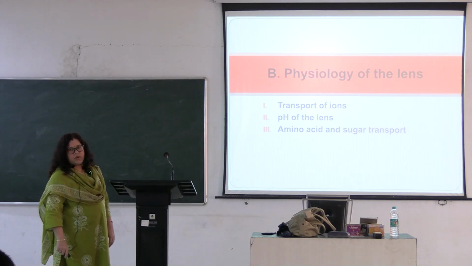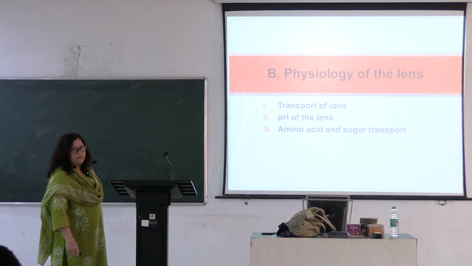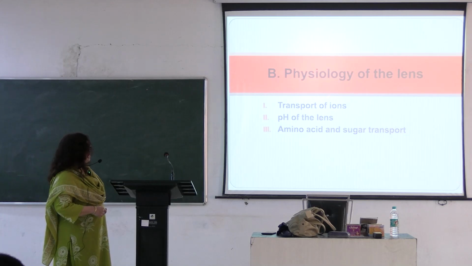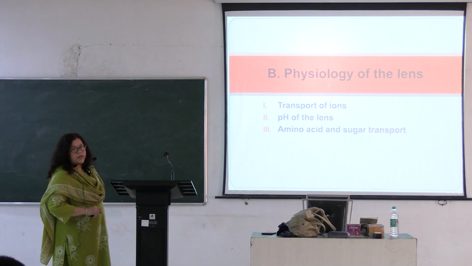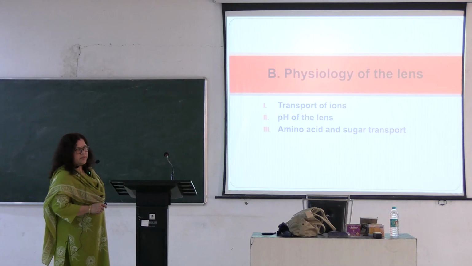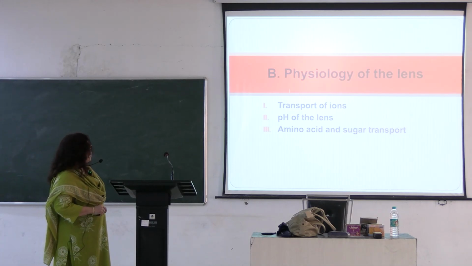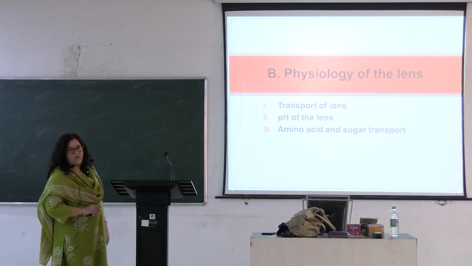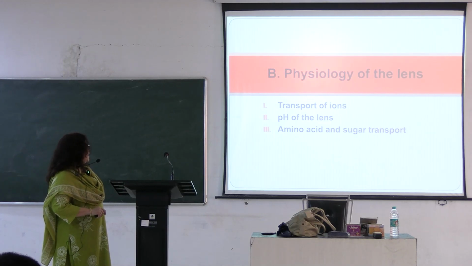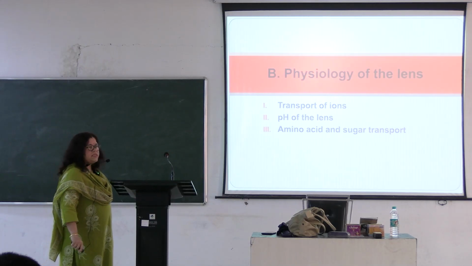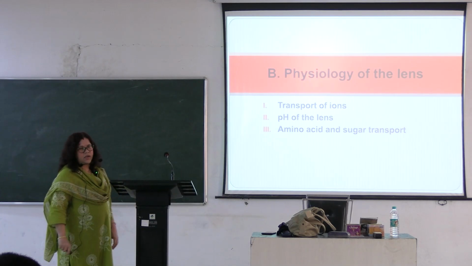Then physiology of the lens. What is the function of the lens? Its main function is physiology, how to absorb the nutrients and provide the nutrition. So its first function is the transport of ions from aqueous humor to the inside of the lens, and second is to maintain the pH of the lens, and the third is to control amino acid and sugar transport.